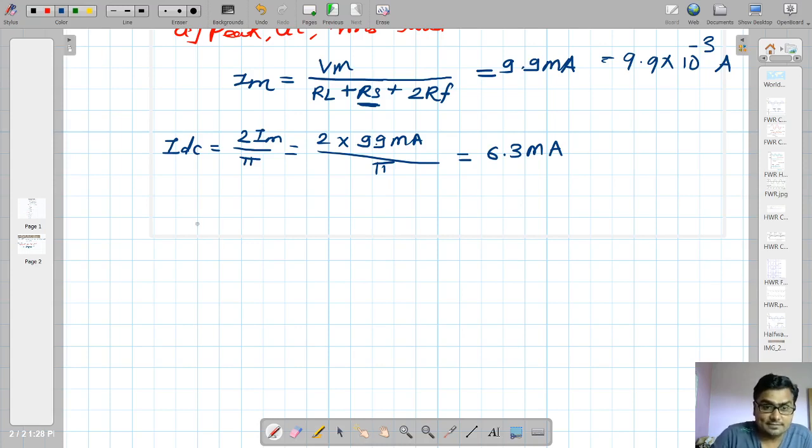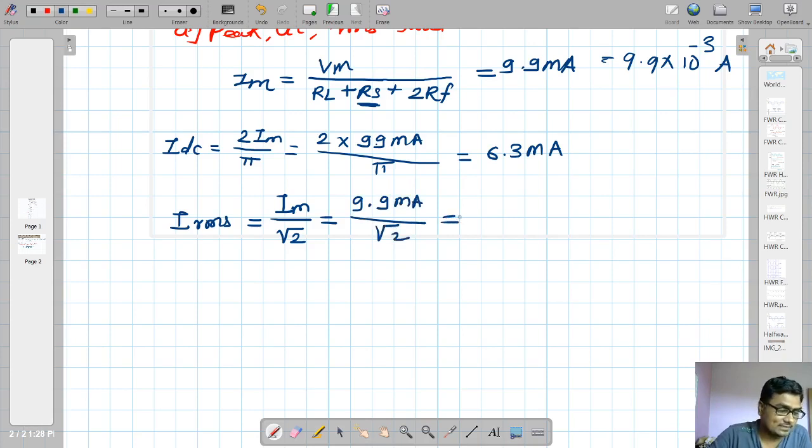Not yet. We have to calculate IRMS also. Now, what is IRMS? It is IM divided by root 2. Now, in previous example, how we have calculated this IM, IDC and IRMS? Yes, with the same way. So, IM is 9.9 milliamperes. 9.9 milliamperes divided by root 2.